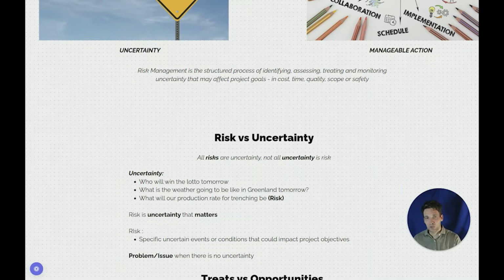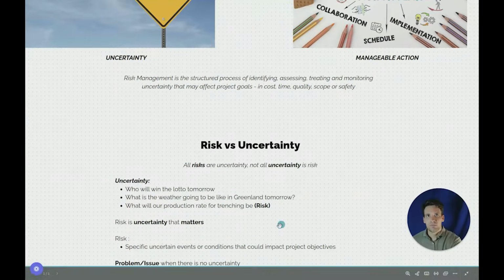So any risk has to have two components. It needs to be uncertain and it needs to matter, meaning it needs to impact the project goals. So risks are specific uncertain events or conditions that could impact the project objectives. Importantly as well, if something has happened, it's not a risk. If we know our production rate is lower than what we planned for, it's not a risk because it's not uncertainty. It's a known issue we need to deal with.